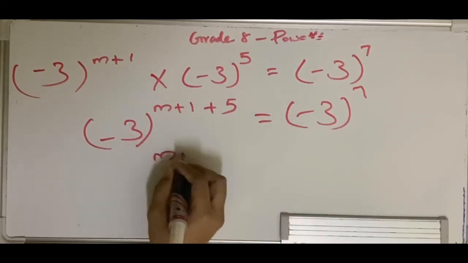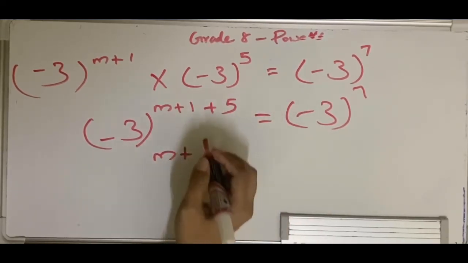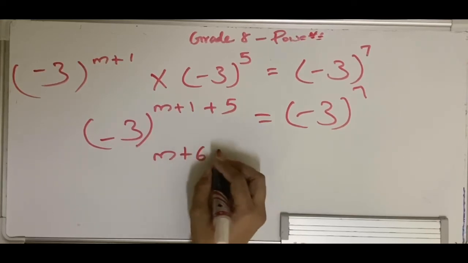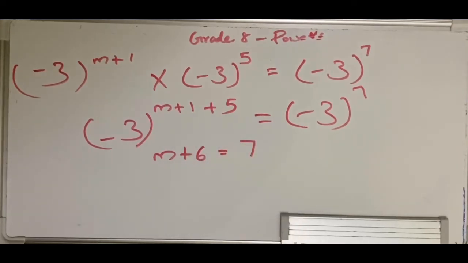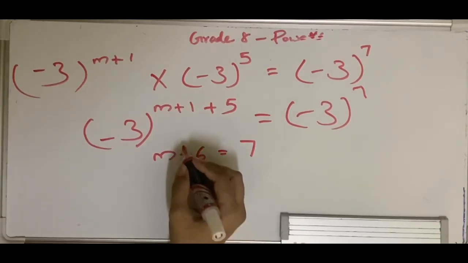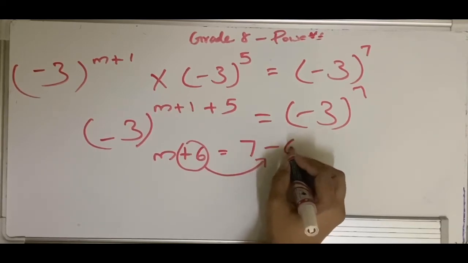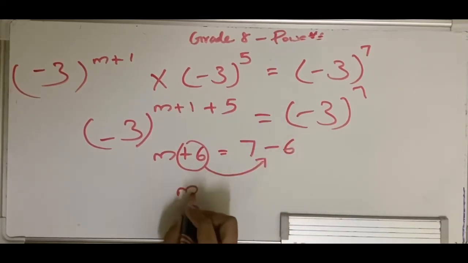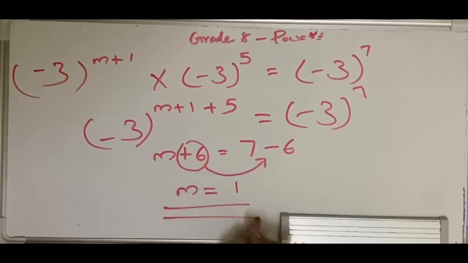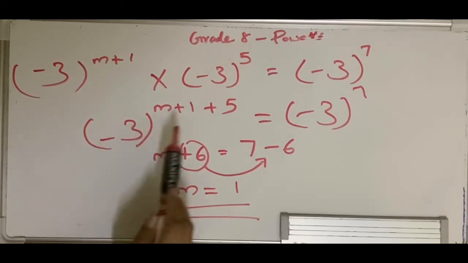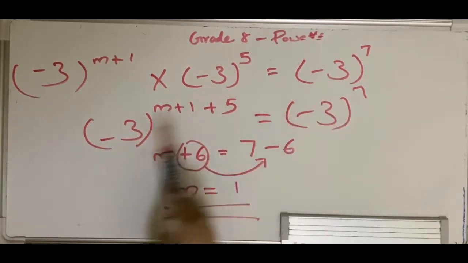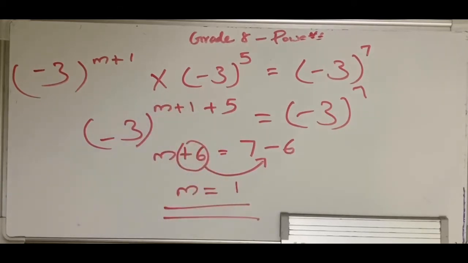So we can write this as m plus 1 plus 5, of course it's going to be 6. So m plus 6 is equal to 7. And you already know how to solve a linear equation, right? And plus 6, when it goes to other side, it becomes minus 6. So our final answer would be m is equal to 1. So in this question we had been asked to find the value of m, right? So just equating the power, because we have same base, we can get the value of m.